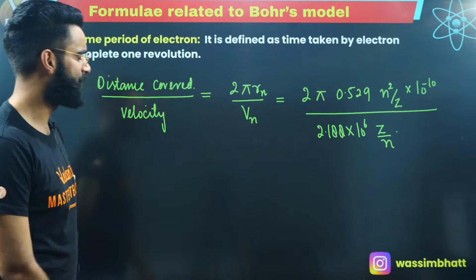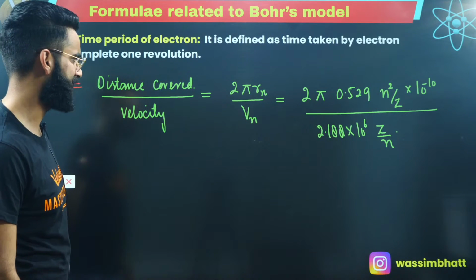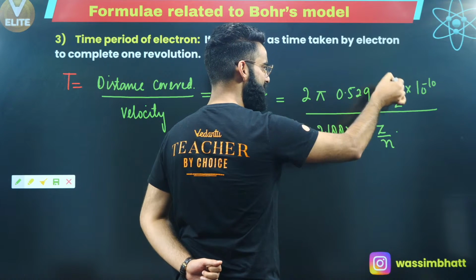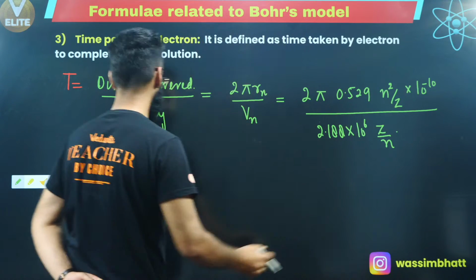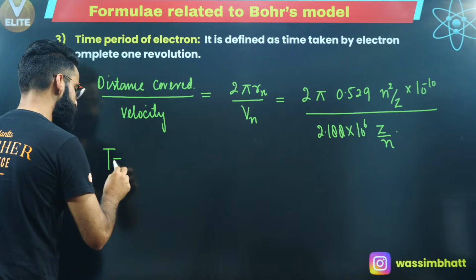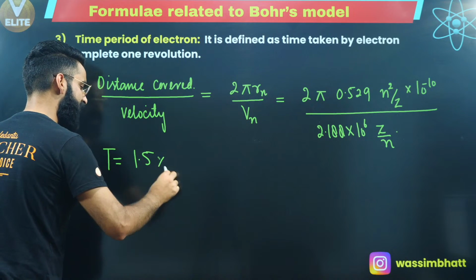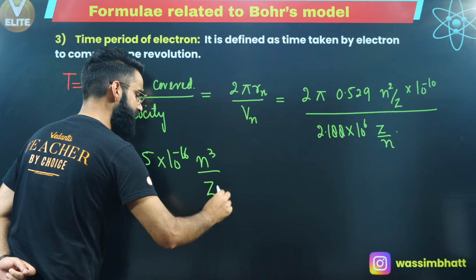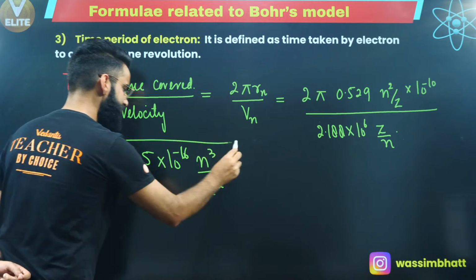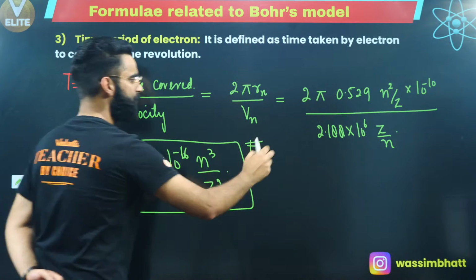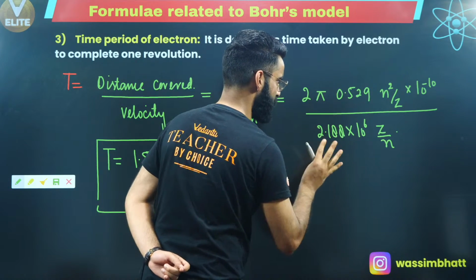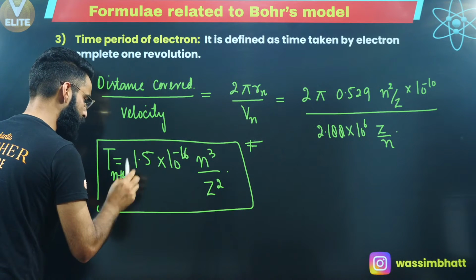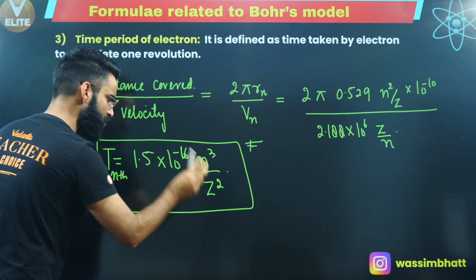See, what all terms will get cancelled, what all terms will be there. First of all, this n will go up. It becomes n cube in the numerator, and z comes down, it becomes z square in the denominator. So after putting all the values, you'll get T equal to 1.5 into 10 raised to the power minus 16 times n cube upon z square. This is the result you are going to remember. At the end, the time period of the electron in any nth orbit is equal to 1.5 into 10 raised to the power minus 16 n cube upon z square.